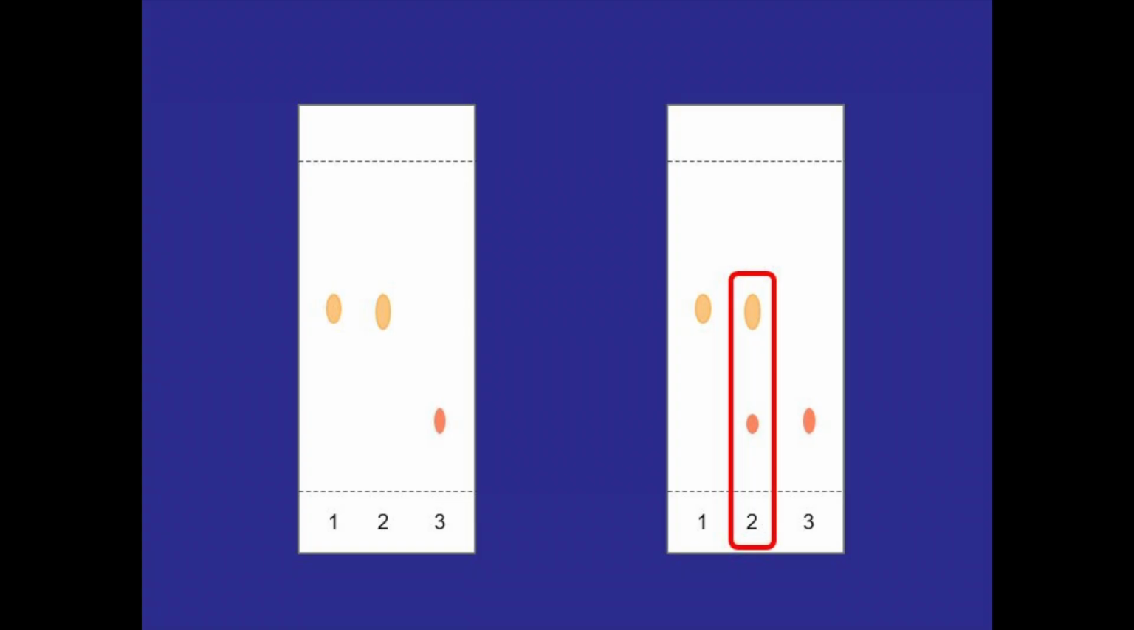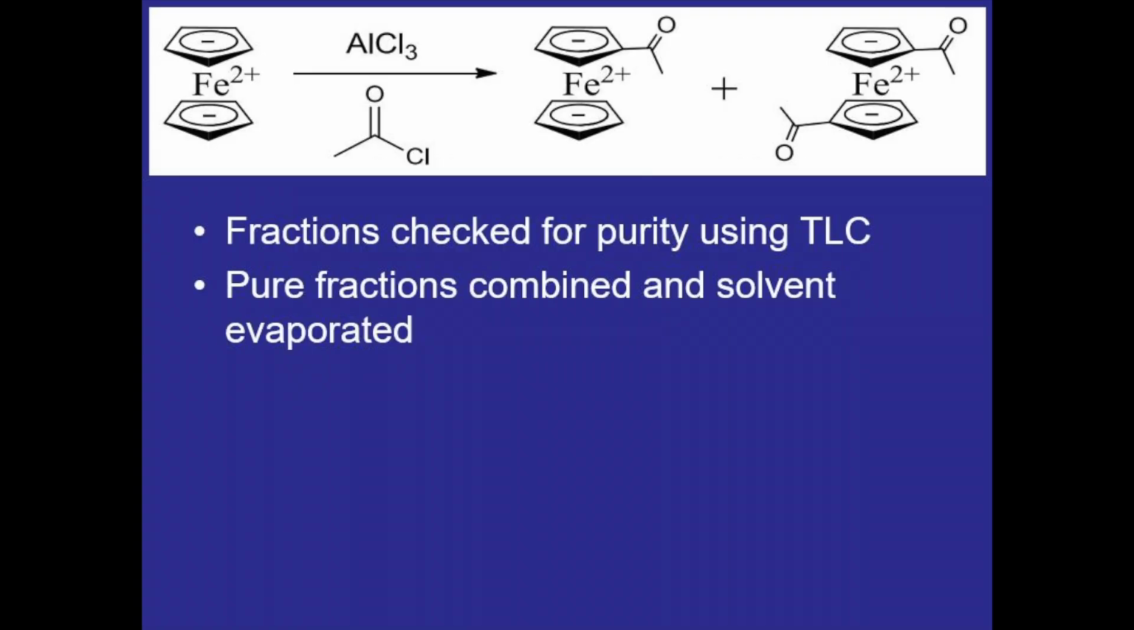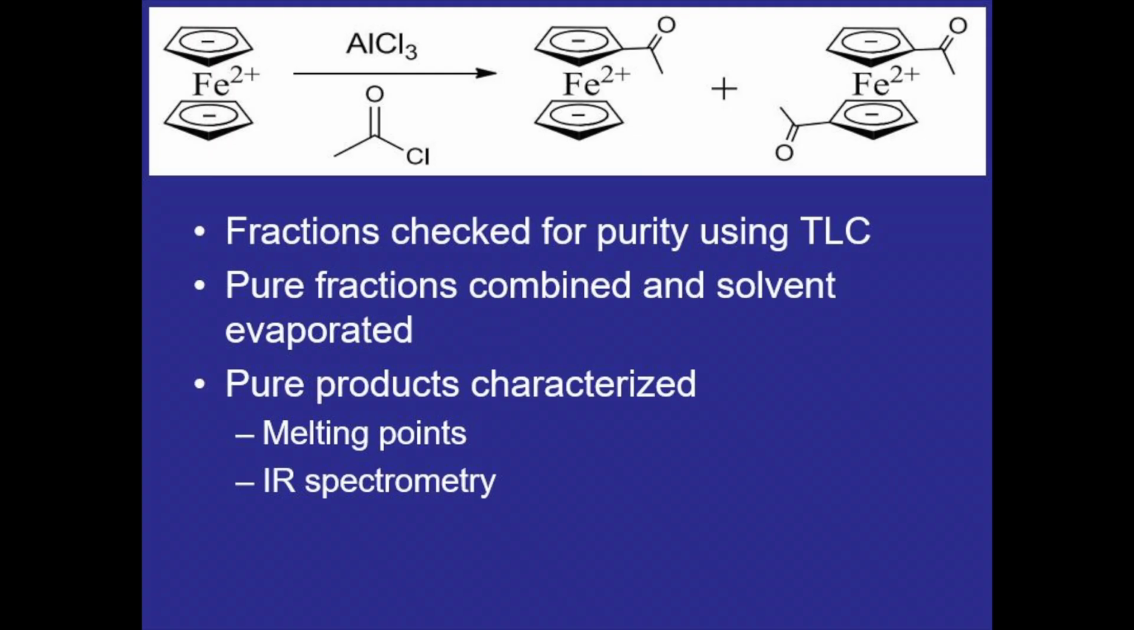It would contain both the mono and the di product in it, and we wouldn't want to combine it with the other fractions that are pure. Fractions that are pure can be combined and the solvent evaporated, and then we can characterize the pure products by taking their melting points and running IR specs.